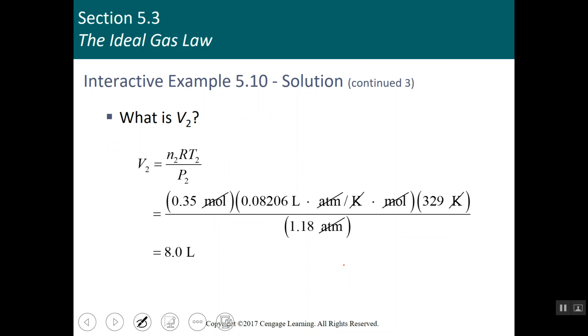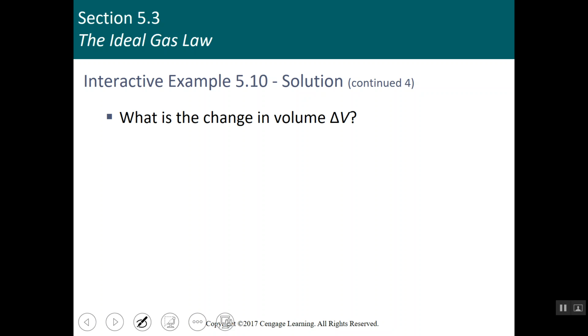So then we're solving for volume 2, we can actually use those conditions as well to solve for volume 2. So again, we're just simply using the ideal gas law in this case to solve for the second volume. We could have solved for the first volume and then used the combined gas law to solve for the second volume.